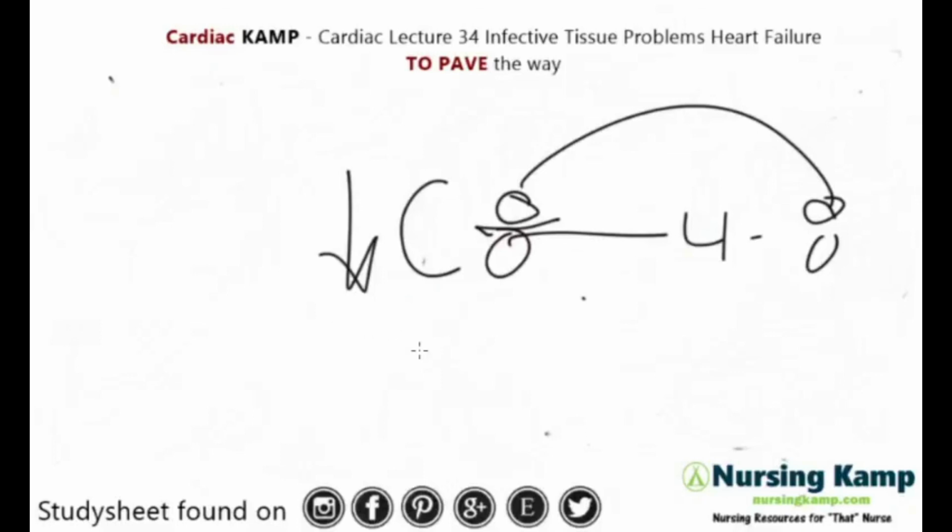All right, that's about it. This is lecture number 34, and this was an overview of infective tissue problems. I'll cover each one specifically in the next lecture.